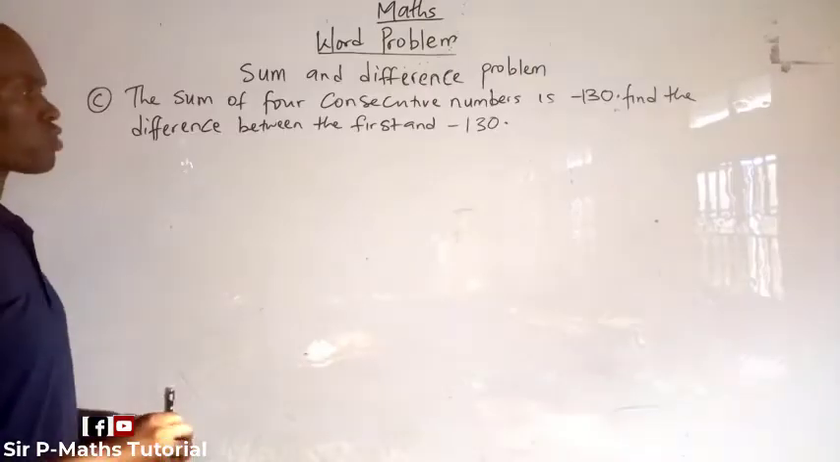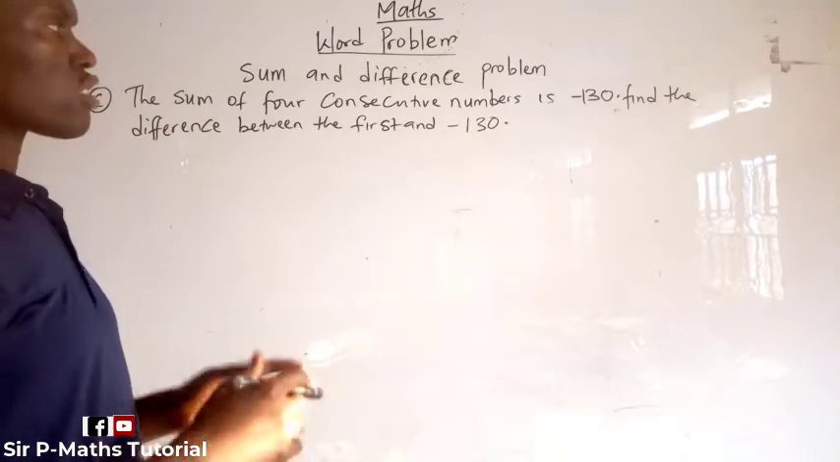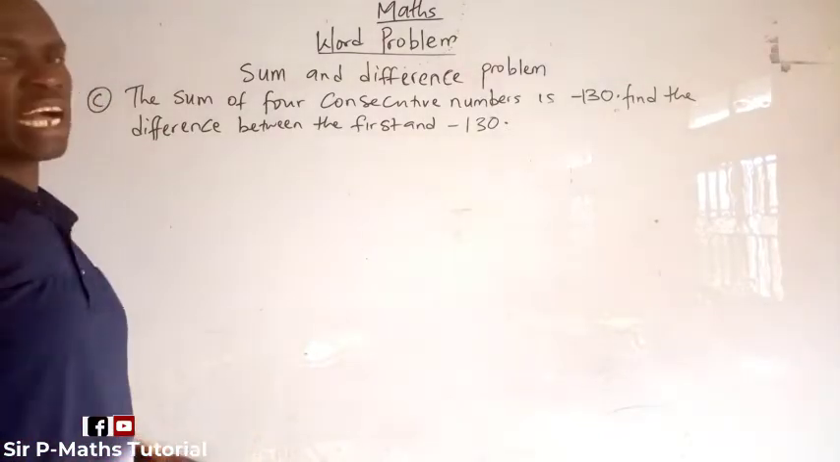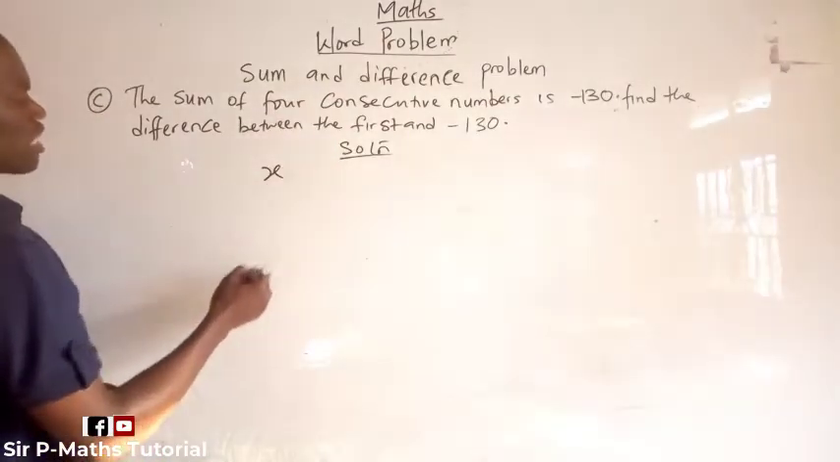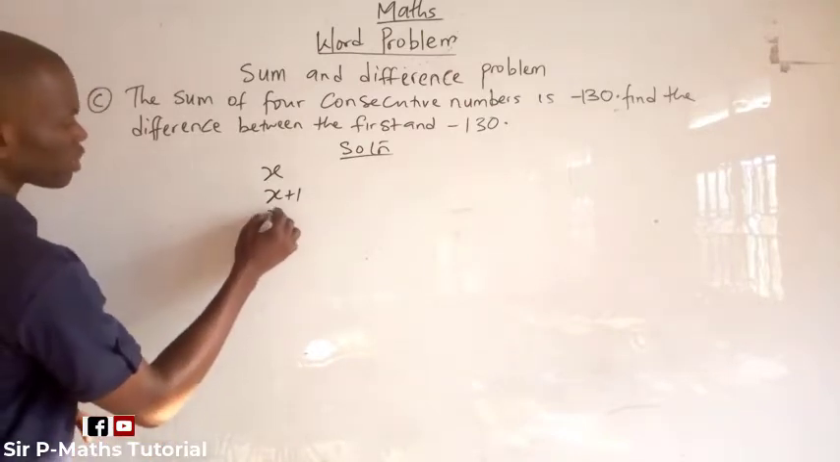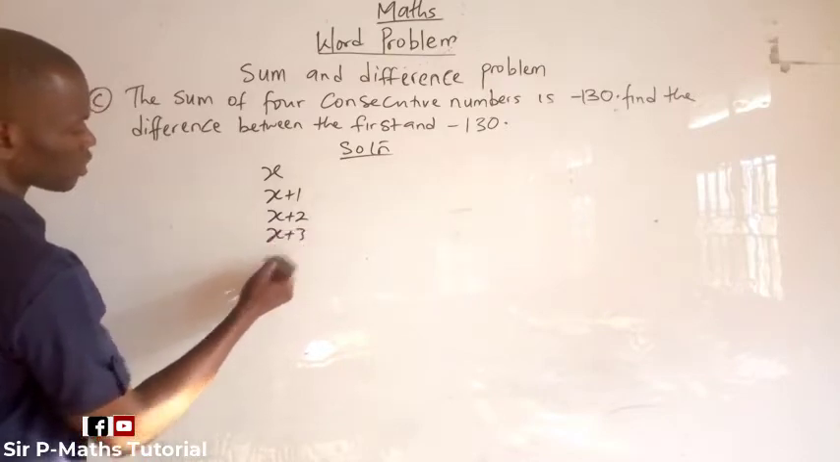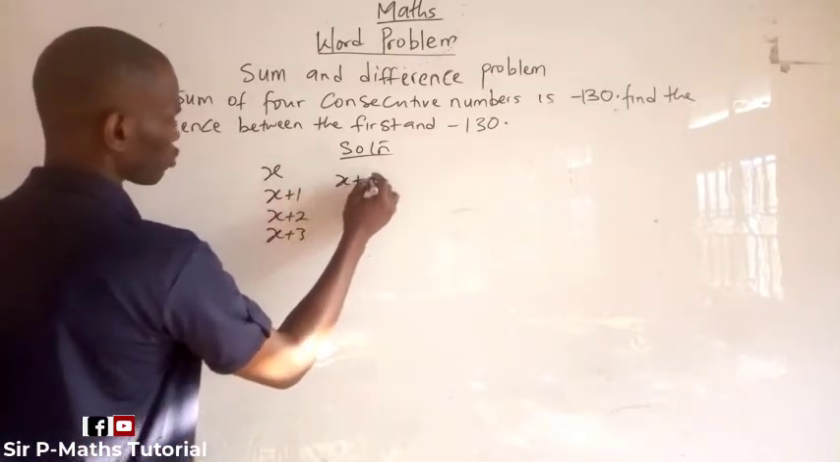We have another question here, the third question here. The sum of four consecutive numbers is minus 130. Find the difference between the first and minus 130. Let the first number be x. The second number will be x plus 1. The third number will be x plus 2. And the fourth number will be x plus 3. Therefore, if I add all of them, I will have minus 130.